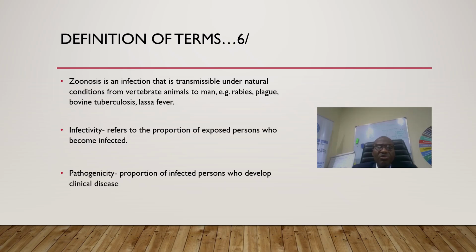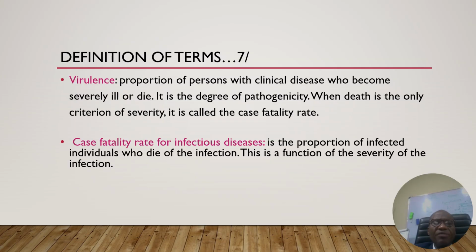Infectivity refers to the proportion of exposed persons who become infected, while pathogenicity is the proportion of infected persons who develop clinical disease. Virulence refers to the proportion of persons with clinical disease who become severely ill or die. It is the degree of pathogenicity. When death is the only criterion of severity, it's called the case fatality rate.